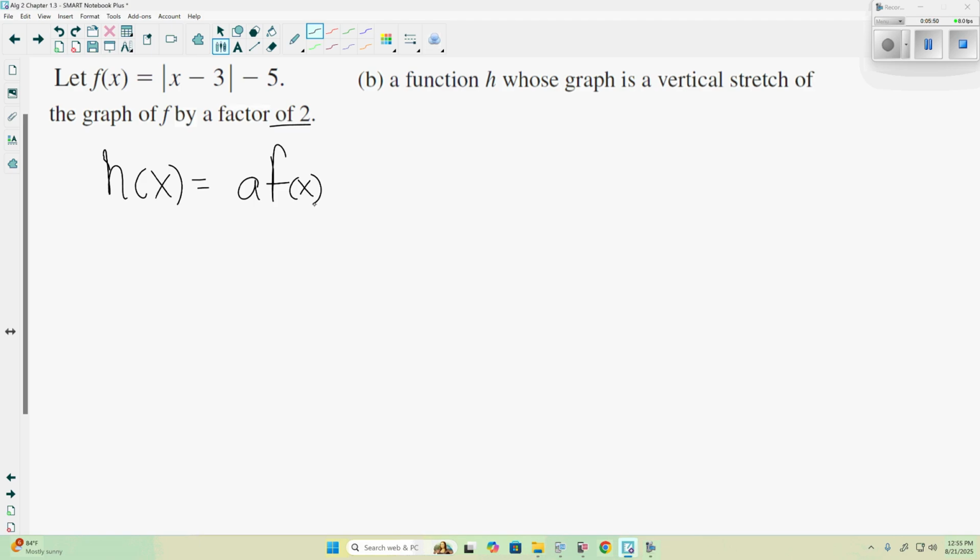Vertical stretch or shrink is a times f of x. That's the general form. A times f of x. How much are we stretching it by? Factor of what? 2. So the value of a is 2. So what we're saying is we have 2 times f of x.